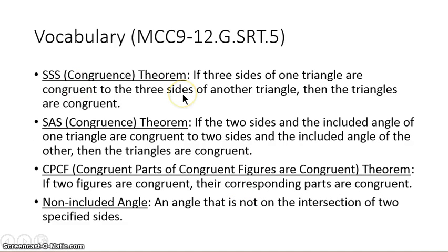SSS congruence theorem. If the three sides of one triangle are congruent to the three sides of another triangle, then the triangles are congruent. SAS congruence theorem. If two sides and the included angle of one triangle are congruent to two sides and the included angle of another, then the triangles are congruent. And the CPCFC theorem, which is the congruent parts of congruent figures are congruent theorem. If two figures are congruent, then their corresponding parts are congruent. And a non-included angle is an angle that is not on the intersection of two specified sides.